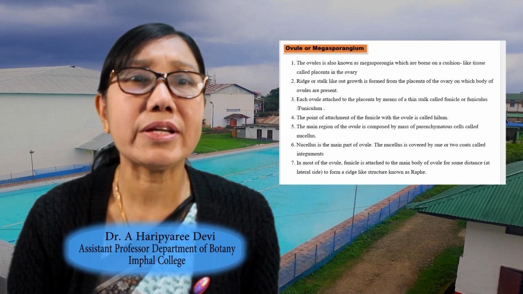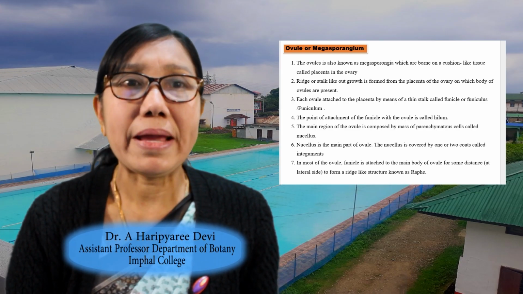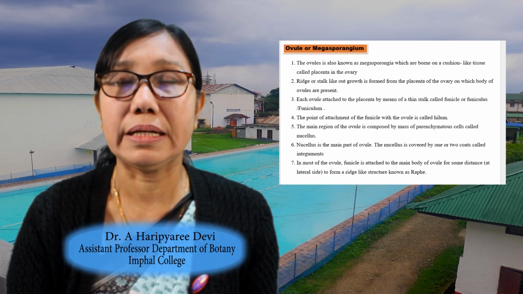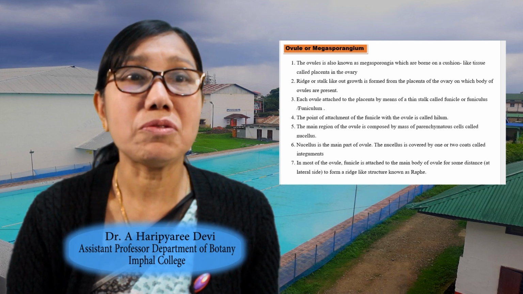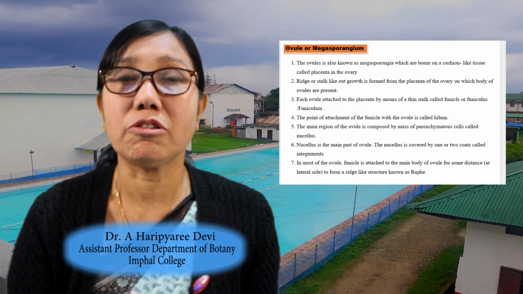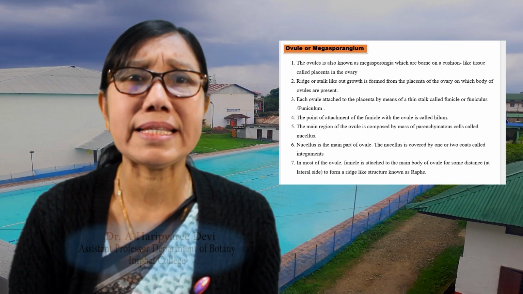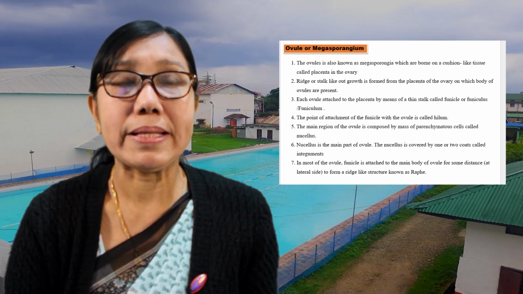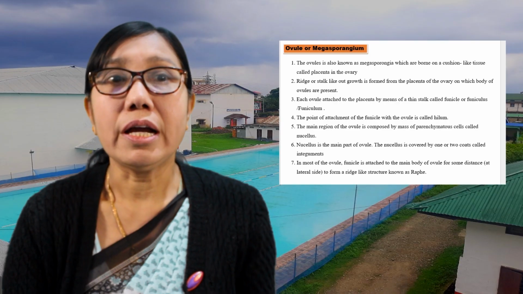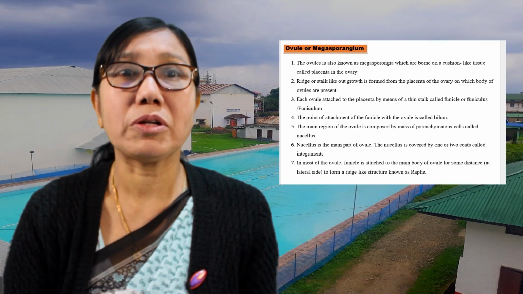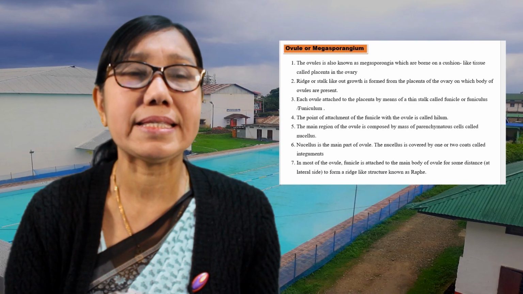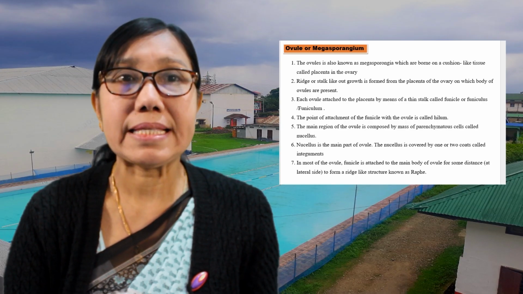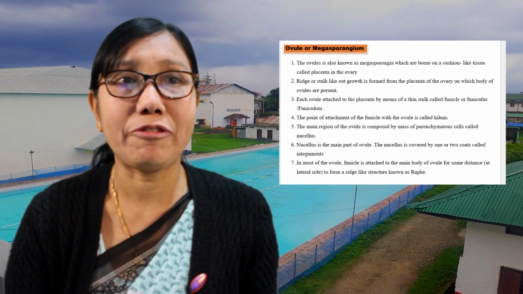What are the main parts of the ovule? The main part of the ovule is composed of a mass of parenchymatous cells called the nucellus. The nucellus is the main part of the ovule. The nucellus is again covered by one or two coats called the integuments. In most ovules, the funicle is attached to the main body of the ovule for some distance on the lateral side to form a ridge-like structure known as the raphe.